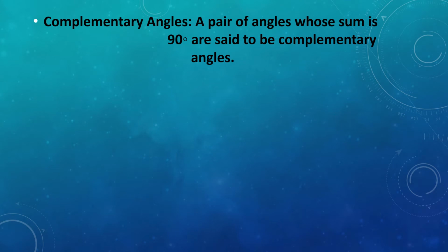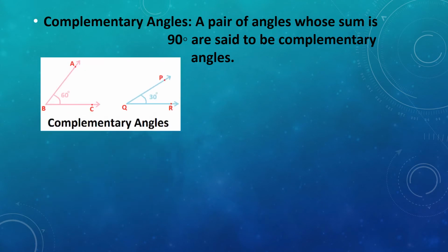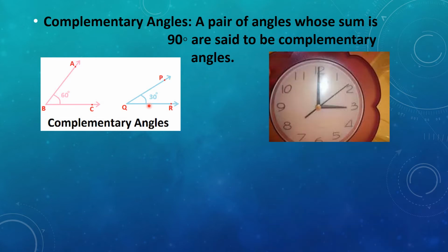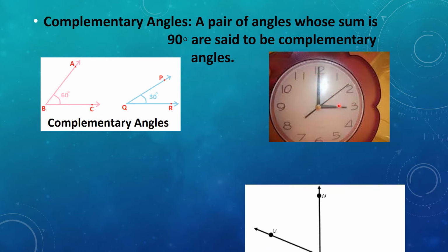Now, what are complementary angles? A pair of angles whose sum is 90 degrees are said to be complementary angles. Here, when we take a pair of angles as 60 and 30, and we sum them up, the sum is 90. So these angles are known as complementary angles. Here, you can see the angle divided between 3 and 12 by a second hand at 2. When we join these two angles, a complementary angle will be formed.